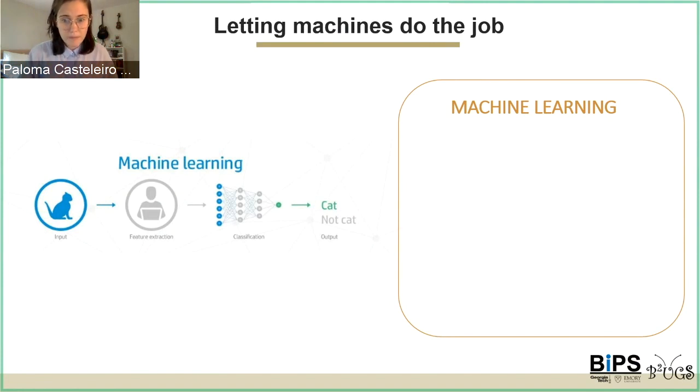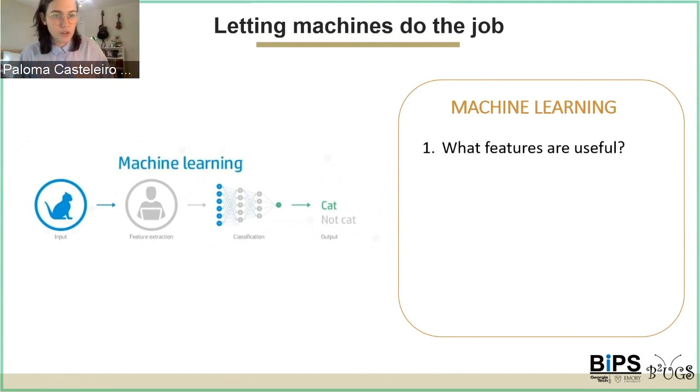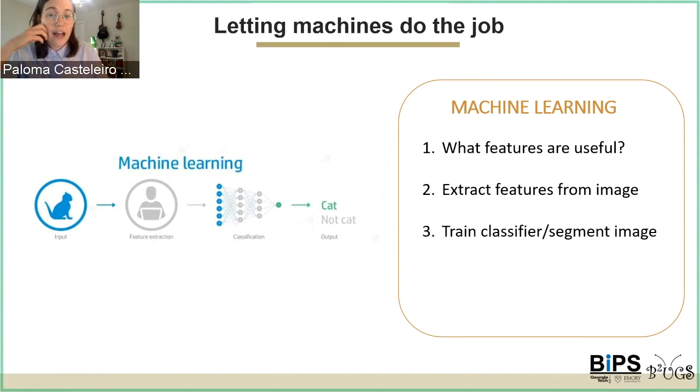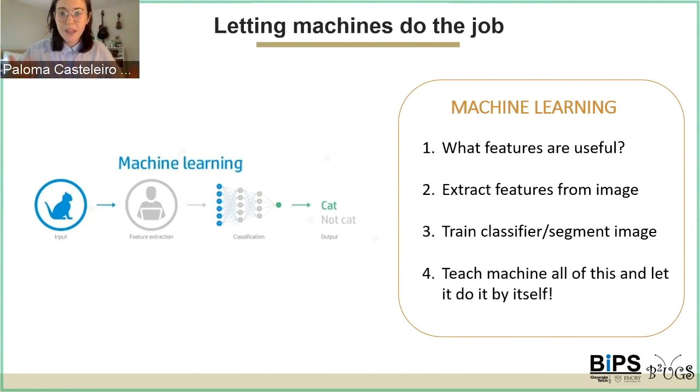I will not dwell on it because this is a huge topic, but just as an idea of what machine learning is and how we use it: if you had an image, the first thing you need to do is think what features could be useful to extract from this image. So then you extract those features. Once you extract those features that are useful, you may want to choose some sort of classifier that you can feed the features into and train it to optimize it. And then you teach a machine to do all of it. So then you would create an algorithm that extracts those features and pushes them through a classifier.